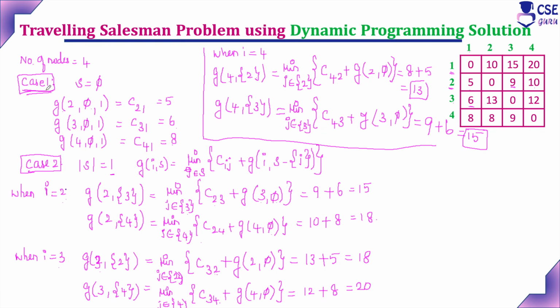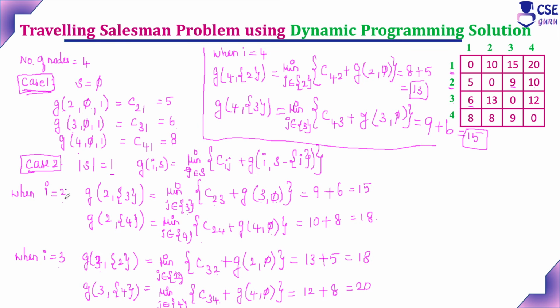Case 1, if you are considering, you have started from the starting city. After visiting the starting city, it may be 2, 3, or 4. That is only one vertex you are going to consider, and the next is 5. That is the meaning. Case 2, if you are considering, you have visited the starting city. After visiting the starting city, the next city you are going to visit is 2.